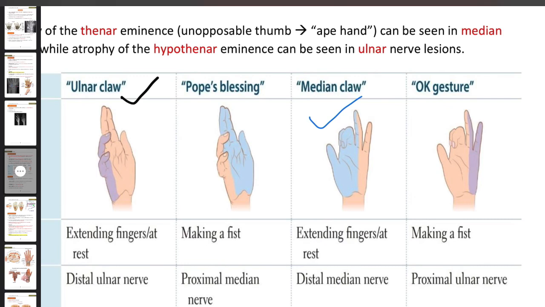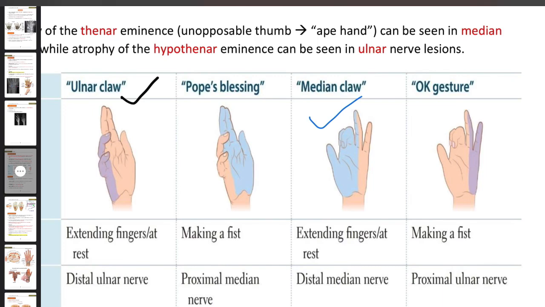Next one, proximal median nerve lesion. In deformity we can see Pope's blessing, and the main problem is the patient can't flex lateral fingers, and we can see this sign on making a fist. Next one, proximal ulnar nerve lesion. In deformity we can see OK gesture deficit, and the main problem is that the patient can't flex medial distal interphalanges, and we can see the patient at rest like making a fist.